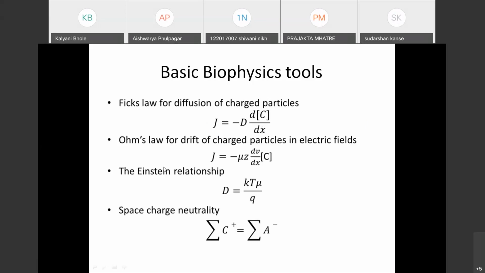Second is Ohm's law for drift of charged particles in an electric field. That is defined by J equals mu z dV by dx, applied to the concentration C. Then the Einstein relationship, that is D equals kT mu by Q, and the space charge neutrality, that is, the number of cations equals the number of anions. We'll try to derive all these four basic biophysics tools, and then apply them to derive the Nernst equation, and further Boltzmann's equation and Donnan equilibrium, etc.